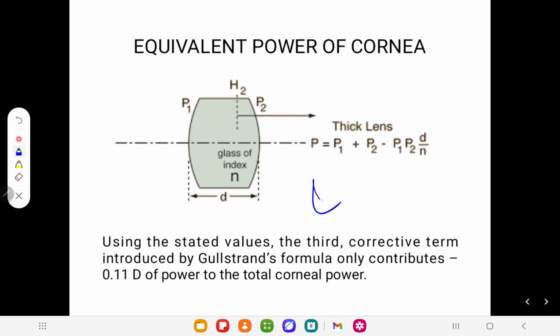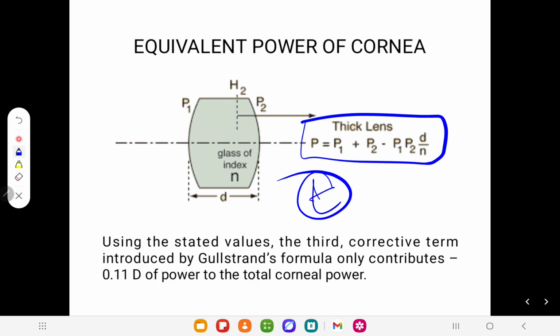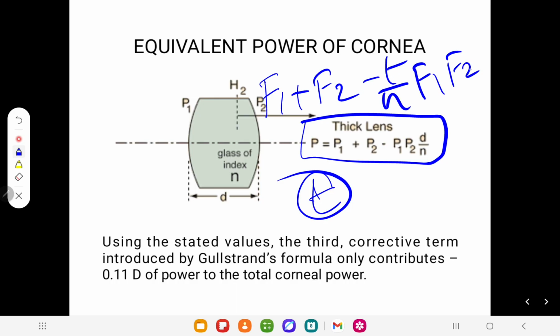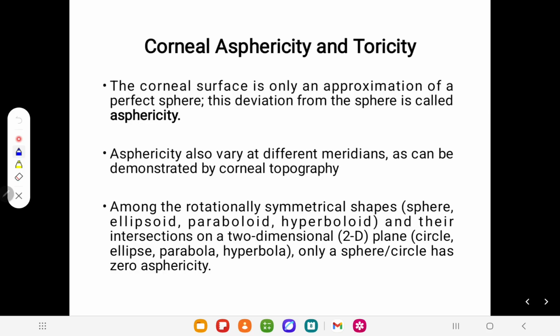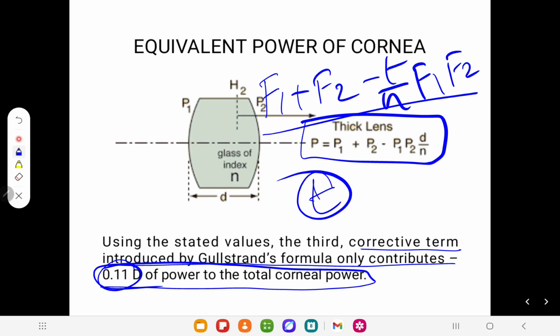If we consider that thickness matters, then we have already discussed the equivalent power formula. Equivalent power is f1 plus f2 minus t by n f1 into f2, isn't it? Equivalent power of the cornea, using a standard value, the third term introduced in the Goustein formula only contributes this power to the total. See, 0.11. Is it that significant? Not at all. That's why we do not use this equivalent power formula for the cornea.